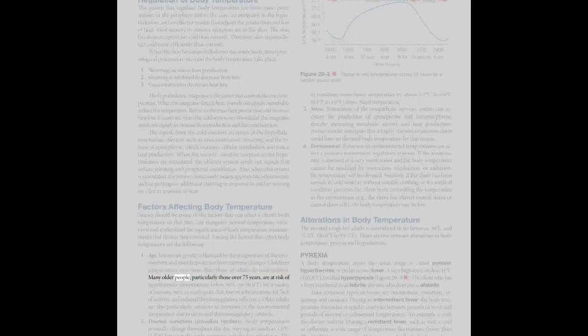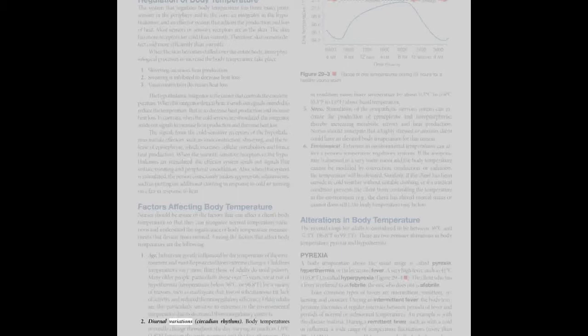Many older people, particularly those over 75 years, are at risk of hypothermia, temperatures below 36 degrees Celsius or 96.8 degrees Fahrenheit, for a variety of reasons, such as inadequate diet, loss of subcutaneous fat, lack of activity, and reduced thermoregulatory efficiency. Older adults are also particularly sensitive to extremes in the environmental temperature due to decreased thermoregulatory controls.